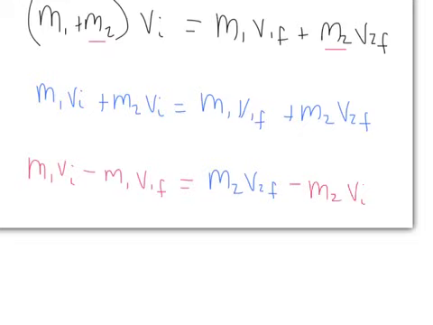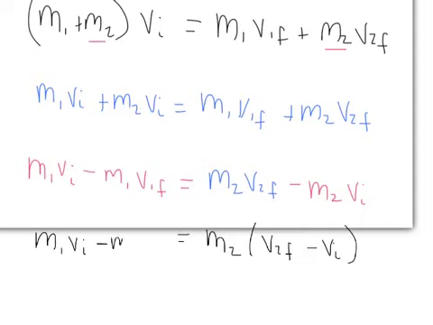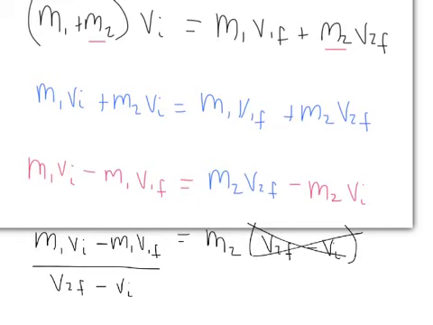And what this has done for us is it's allowed us to get m2 on one side of the equation, and we can then factor it out. So this becomes m2 times (v2f minus vi), equaling this same expression here. Now we're trying to find m2, so let's just divide by this quantity v2f minus vi. That gets rid of it over here because it's just a coefficient.